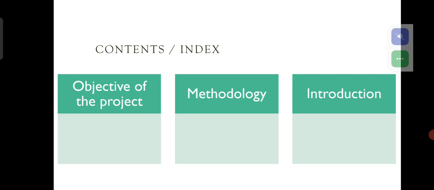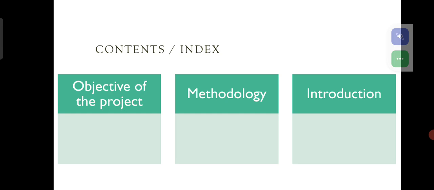Which animal species is selected? That means what is the selected animal? What is the selected age group? What is the selected gender? What is the selected area? And what are the different methods you have followed? This should be mentioned in the methodology. If you have used any equipment in this project, you have to mention the equipment also. And this methodology should be followed by the introduction.